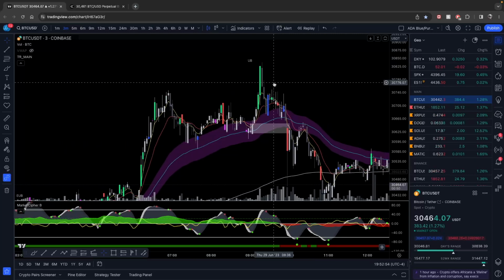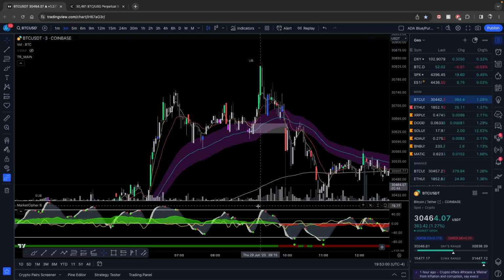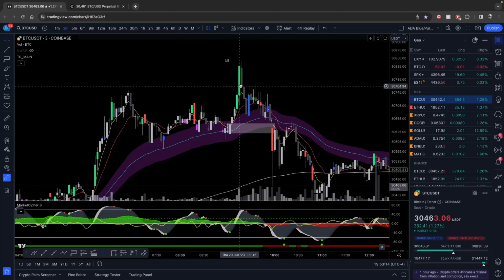Now, as you can see, money flow over time on Market Cipher B is coming down. Guys, if you don't have this indicator either, I have a full tutorial on it. Make sure you check it out. Money flow is coming down on Market Cipher B. However, price got a massive spike here, which is a bearish divergence. Now, why would we not long these green vector candles?